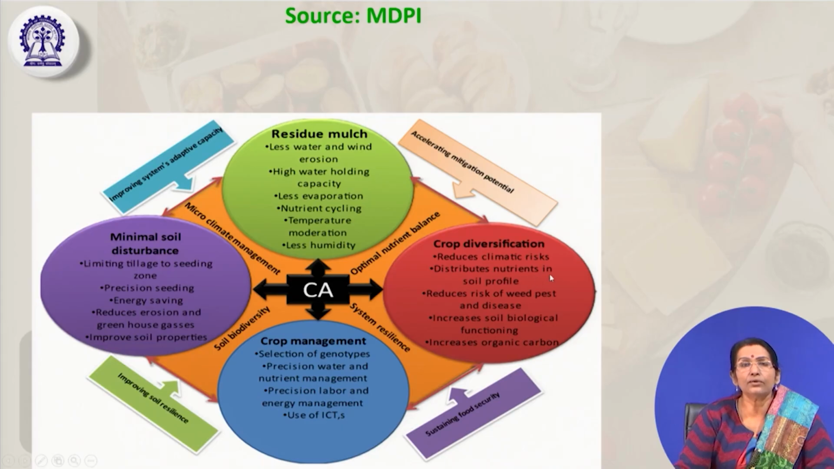So, that can not only enhance our food security, but also protect the earth quality, the land quality, so that other things can be managed, like optimal nutrition should be balanced, then systemic resilience can be enhanced, then soil biodiversity can be protected, and similarly climatic management can also be enhanced. So, MDP has given this framework.